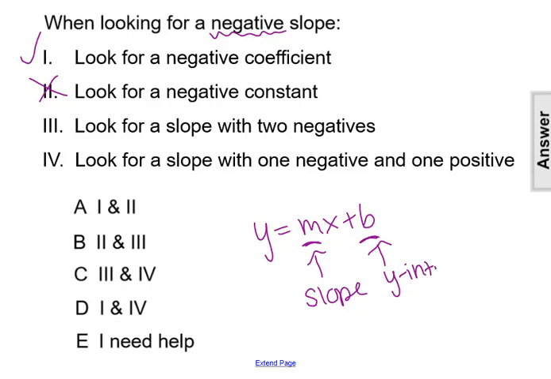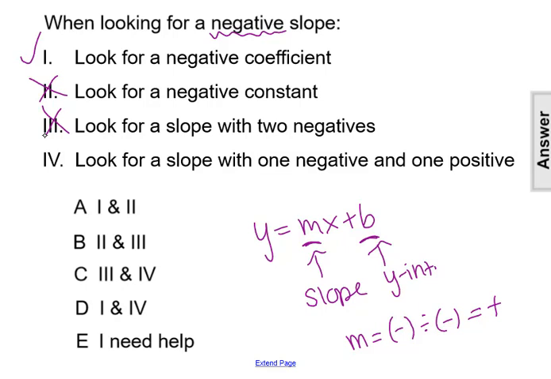Statement number 3 then says to look for a slope with 2 negatives. So let's pretend we had a slope with 2 negative numbers. That means we would have a negative divided by a negative. But a negative divided by a negative is actually a positive value, and that would mean the slope is positive, which is what we don't want. We want a negative slope. So statement number 3 does not work.